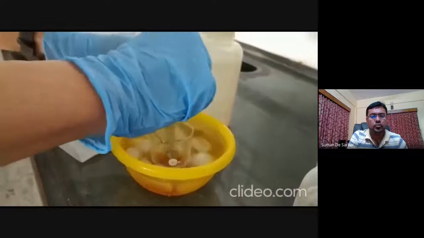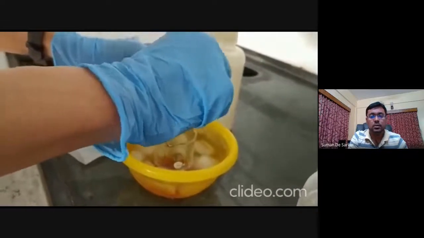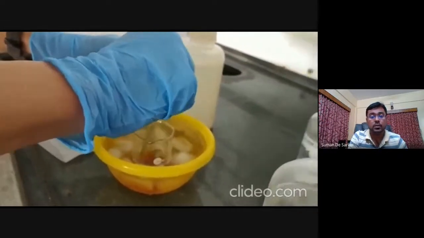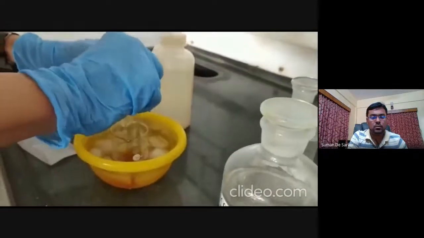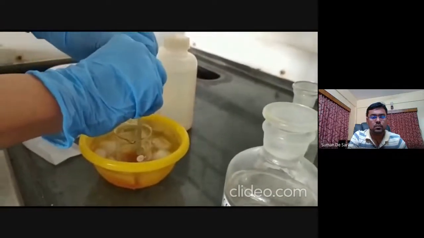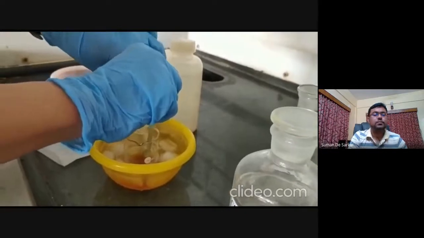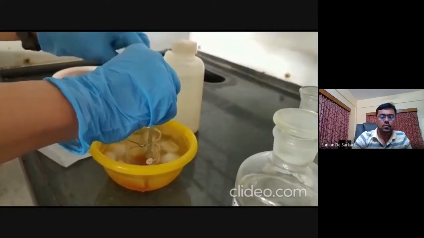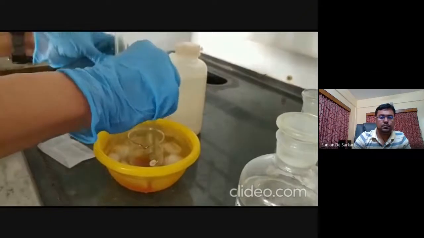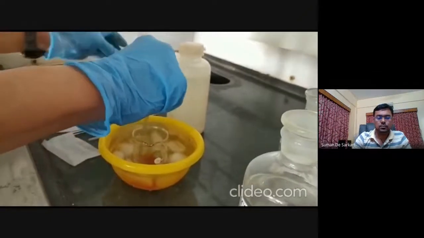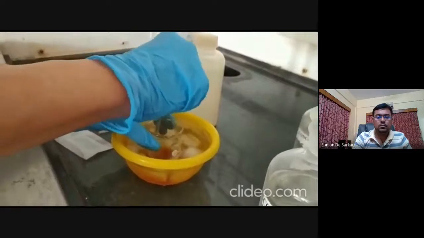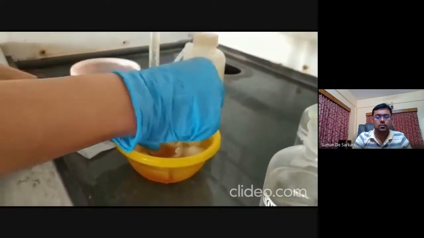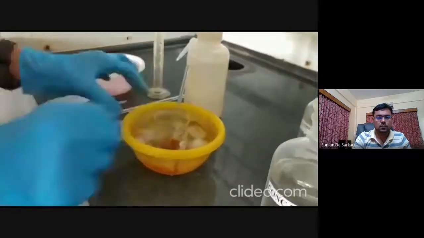You should not add too fast. Then there will be a vigorous reaction that may happen. Slowly, slowly you have to add. So we have added HCl solution to the NaNO2 solution of sulfanilic acid. Diazotization takes place and the red color solution appears.